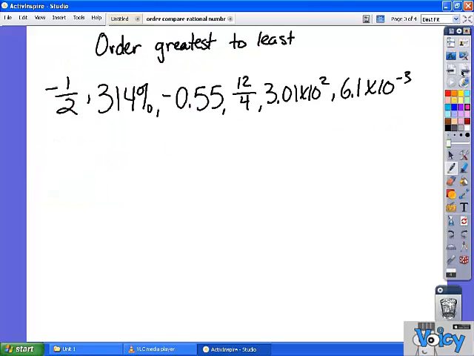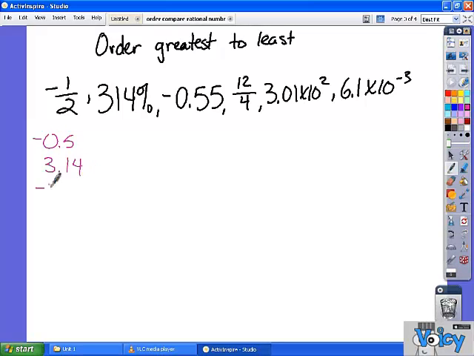Okay, this one is going greatest to least. Remember, that is also descending. So we're going to go ahead and put these into decimal form. So negative 1/2 would be negative 0.5. 314%, excuse me, yeah, 314% would be 3.14. Remember, just divide it by 100.